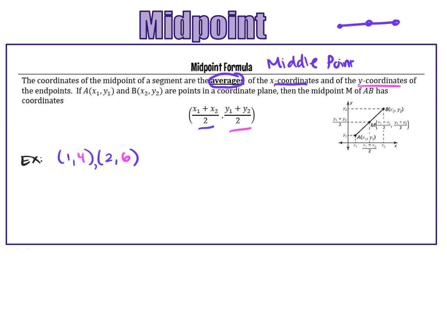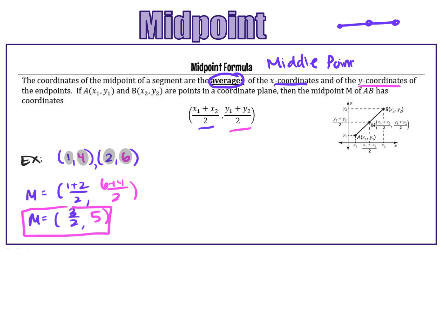So if we were given 2 coordinates, we're finding the average of the x values. That will be the x value of our midpoint. So in this case, the average of 1 and 2, 1 plus 2 divided by 2. 1 plus 2 is 3. 3 divided by 2 is 1.5, which we're just going to leave as 3 halves. Similarly, I'm going to find the average of the y's. 6 plus 4 is going to give me 10, and I'm going to divide 10 by 2 to get 5. So the midpoint between the point 1, 4 and the point 2, 6 is the point 1.5, 5. So that's the idea of midpoint.